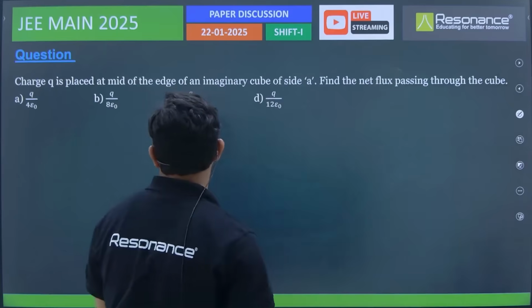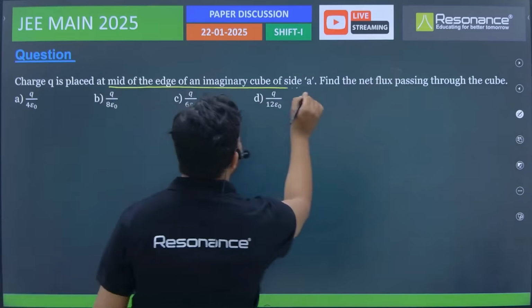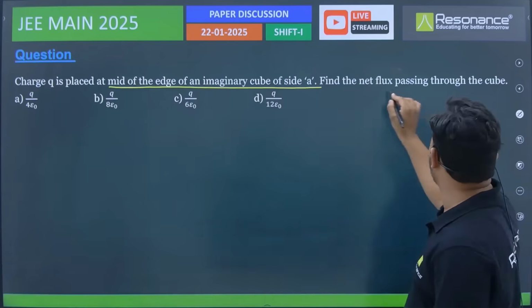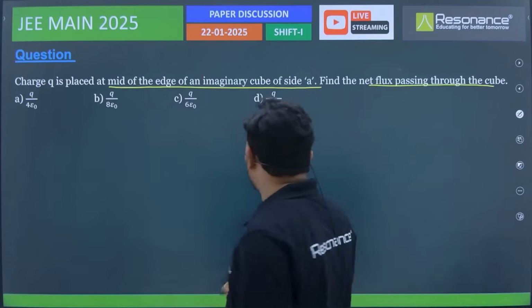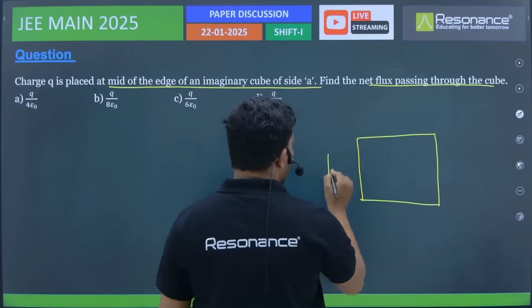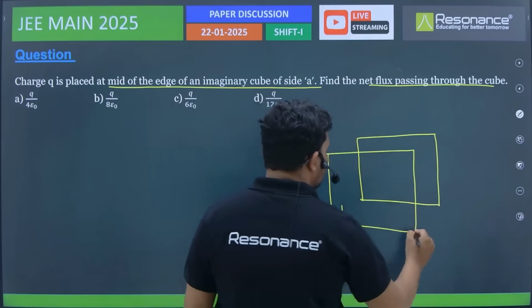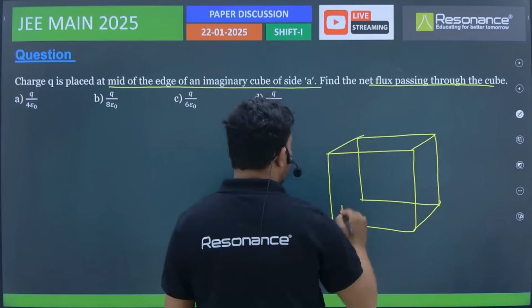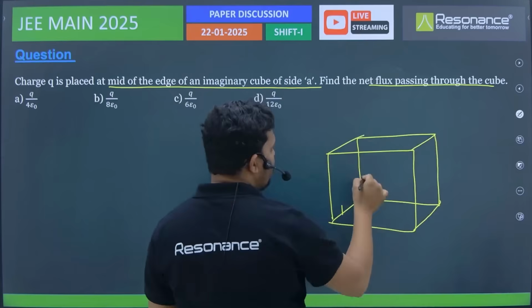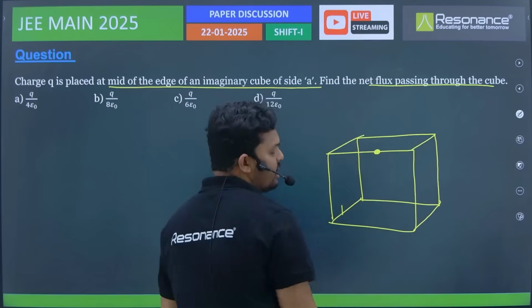The charge Q is placed at the mid edge of an imaginary cube of side A. Then he is asking us to find the net flux passing through the cube. I am just drawing a rough cube for our understanding purpose. So this is the cube which is being taken here. You can connect this part here, and he said that the charge has been placed at the mid edge of the imaginary cube.